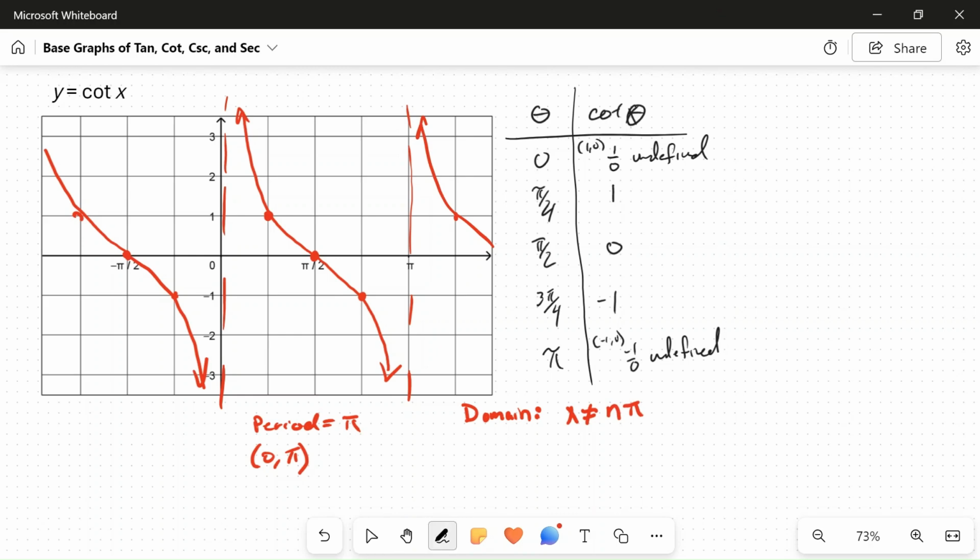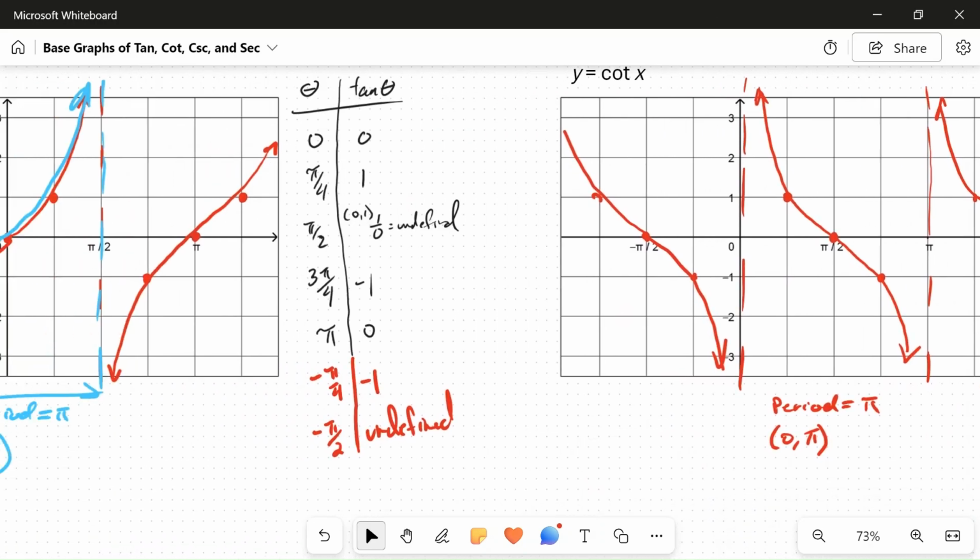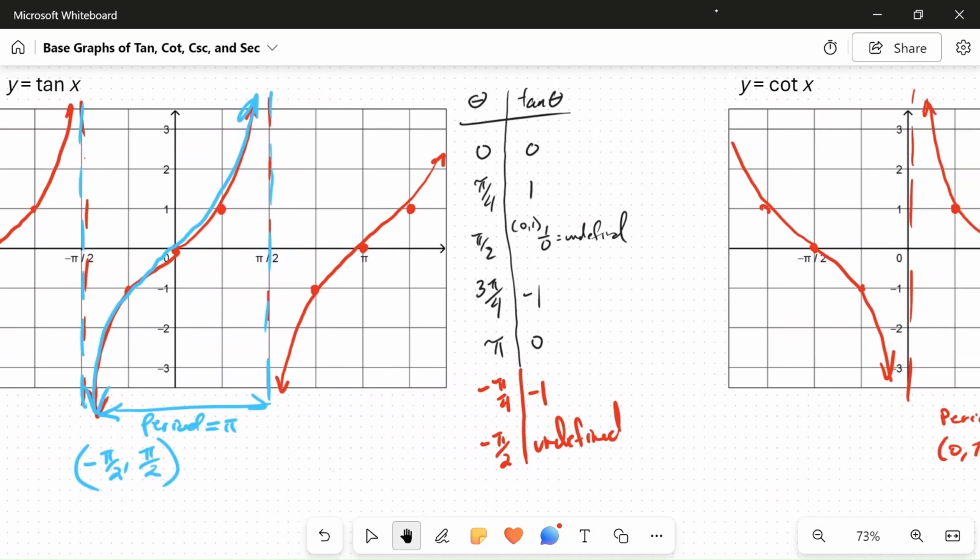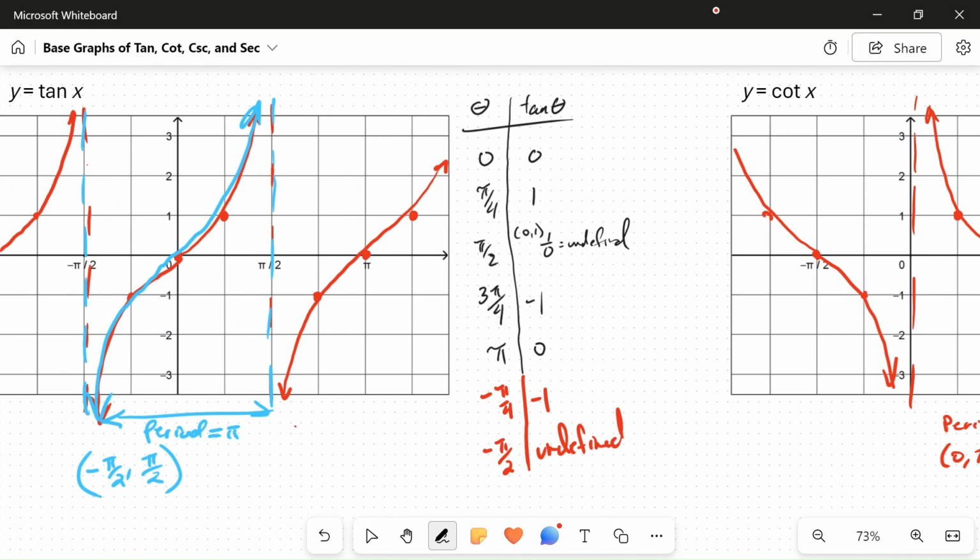All right. And for the range, notice the graph extends upwards. We have a little arrow on the graph. It extends upwards to infinity and downwards to negative infinity. So the range is negative infinity to infinity for cotangent. Let me run back and do that with tangent here. So what is our domain? This one's a little harder to write.